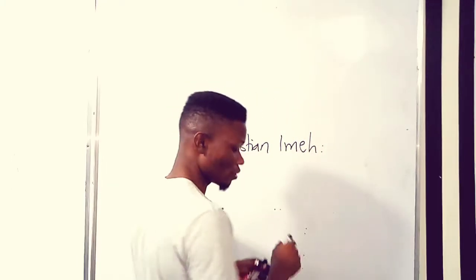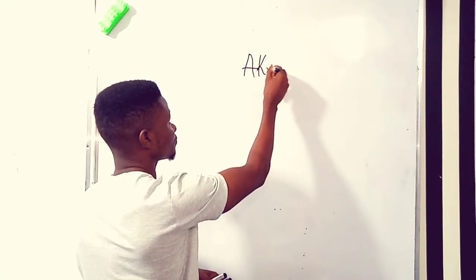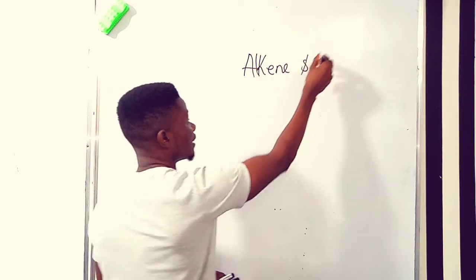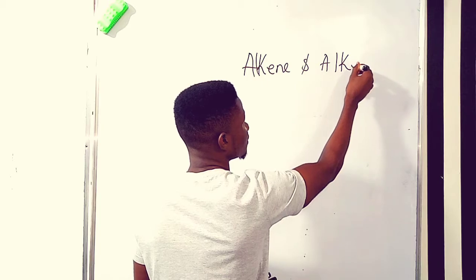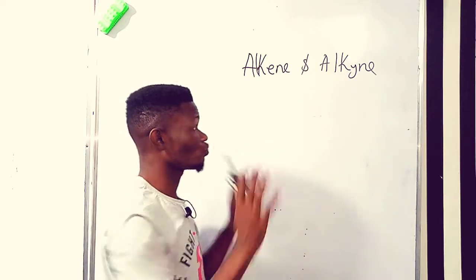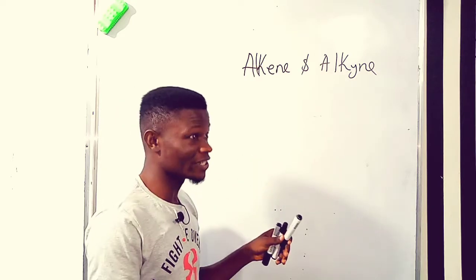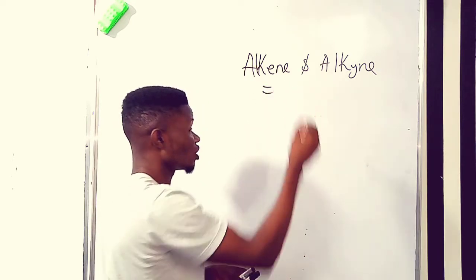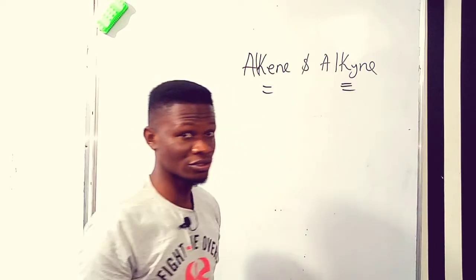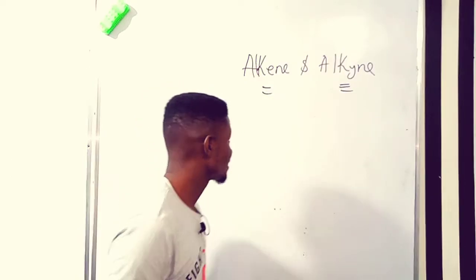All right, so let's see what we are going to do today. We are going to name these two major compounds, the alkene and the alkyne. The major difference between the two of them is just their bond. This one possesses a double bond, and this one possesses what? A triple bond. They are both what? Unsaturated hydrocarbons.